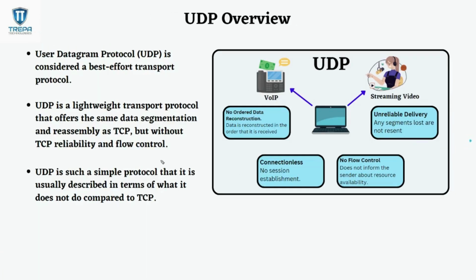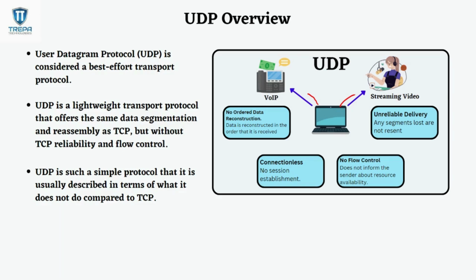All right, now let's jump into our other transport layer protocol, UDP. This is considered a best effort transport protocol. It's lightweight, and it offers the same data segmentation where, if we're doing streaming or VoIP, UDP will make sure that your data goes this way and this way. But it doesn't have that reliability or flow control. So there's less overhead. It just lets you send packets without any acknowledgments, right?